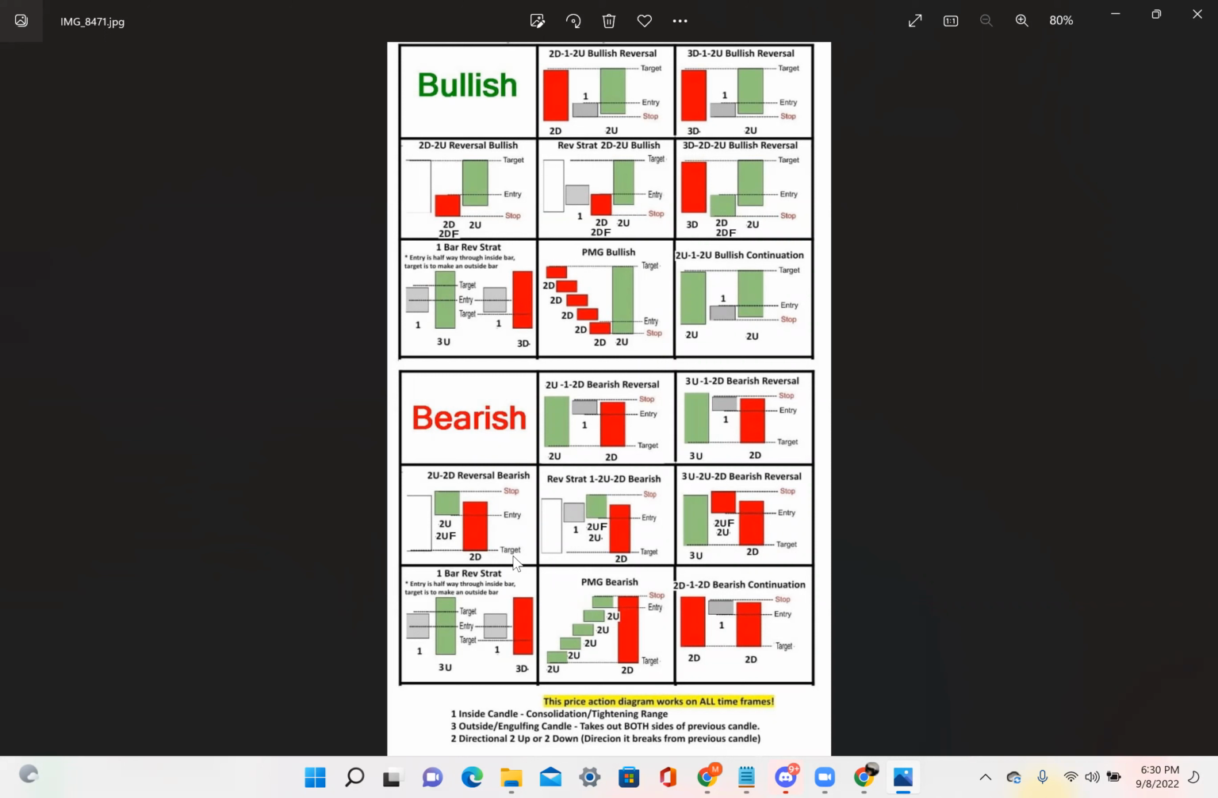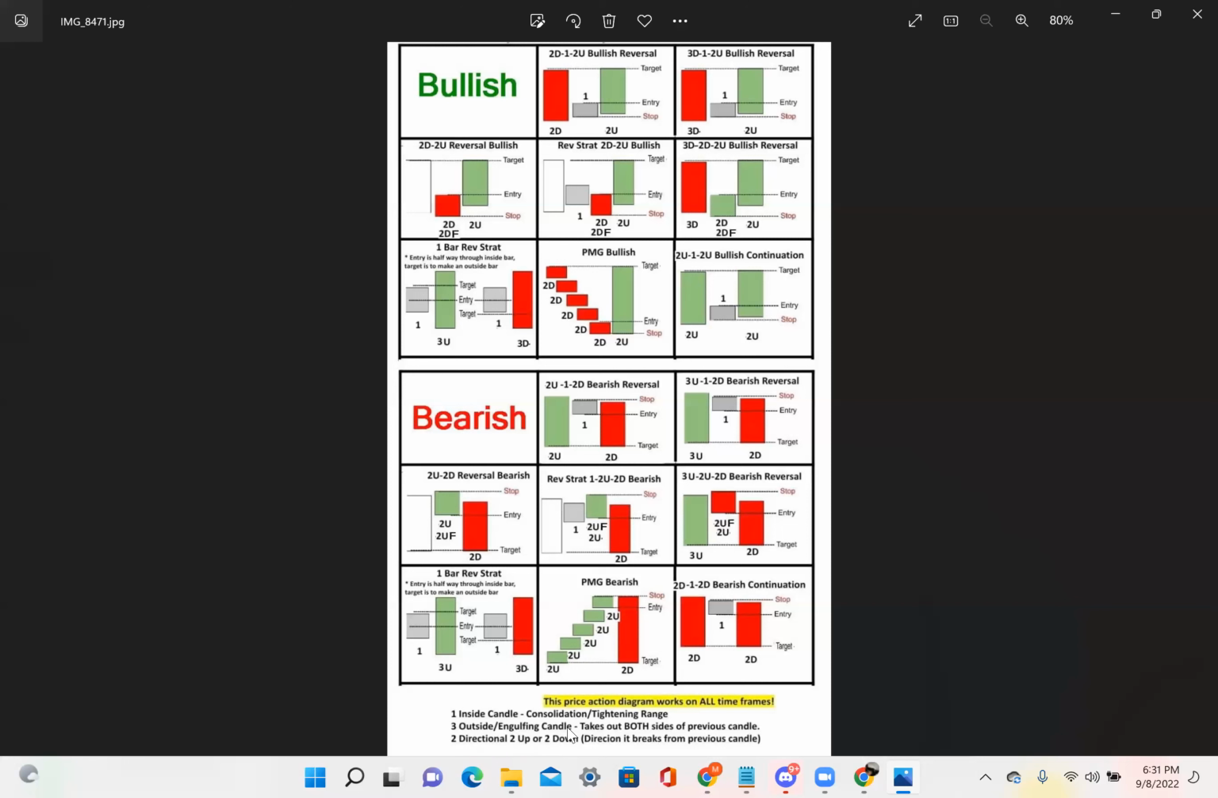A 3 bar is an engulfing candle because it takes out both sides of the previous candle. So if you ever hear somebody say there's an engulfing bar, like if they say, oh, this bearish engulfing bar, they don't know what they're talking about. That is not an engulfing bar. It did not break the previous high and it did not break the previous low. A 2 is a directional bar, right? And that's what a 3 bar is, outside. And we call it outside.